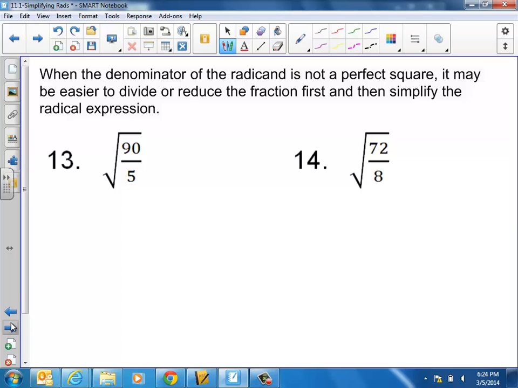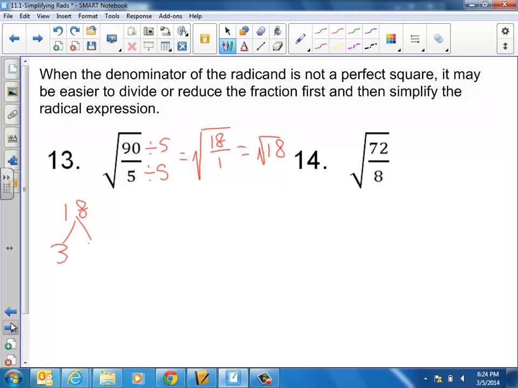All right, 2 to go here. Again, check out the 90 and the 5. One ends in 0, other ends in 5. Both have to be divisible by 5 then. 90 is a multiple of 10. 10 is a multiple of 5. So let's divide top and bottom by 5, taking us to the big old square root of 18 over 1, which is just the square root of 18.